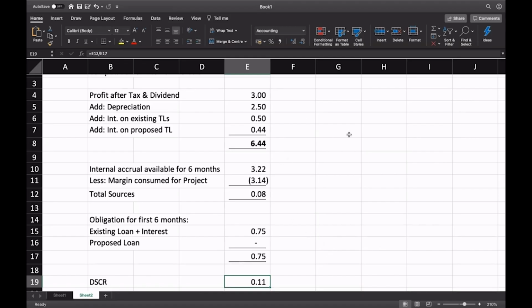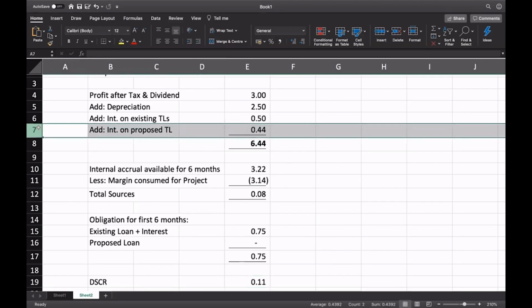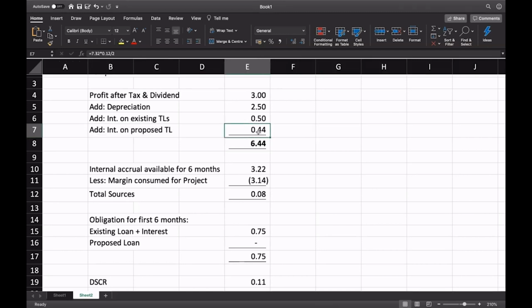Some of you might still have a doubt about why I'm considering this, because in the first 6 months period there is no interest on the proposed term loan. I agree with you. If that is the case, in case I remove this, if I delete this, let's see what happens. If I delete this, I get the internal accrual as 3 crore and I have to take half of it. Then if I look at it from that angle, it will be an even different figure.